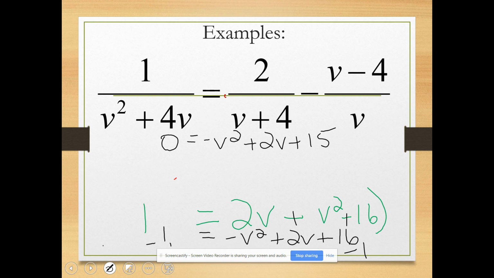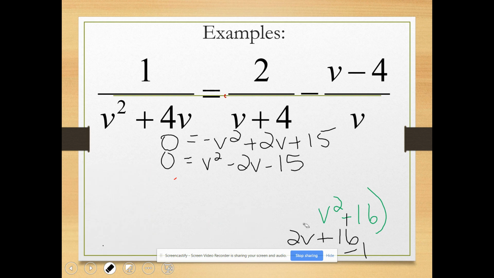Well, I know I'm going to have to factor, so before I do that, I don't like the negative v squared. I don't like a negative a. So let's go ahead and divide everything by negative 1, which changes all of our signs. 0 is 0. It doesn't change signs. Negative v squared becomes positive. Positive 2v becomes negative 2v. And positive 15 becomes negative 15. So now we can factor that.